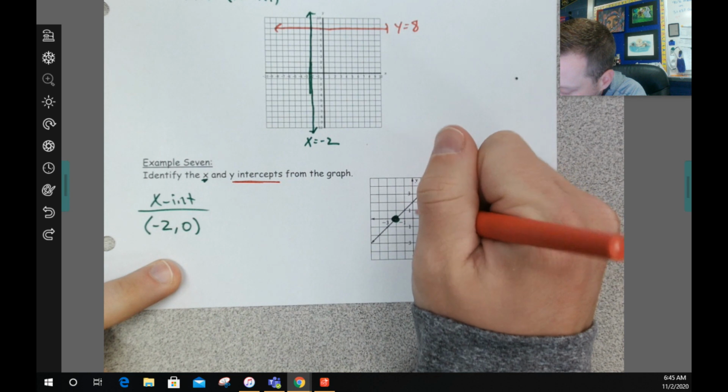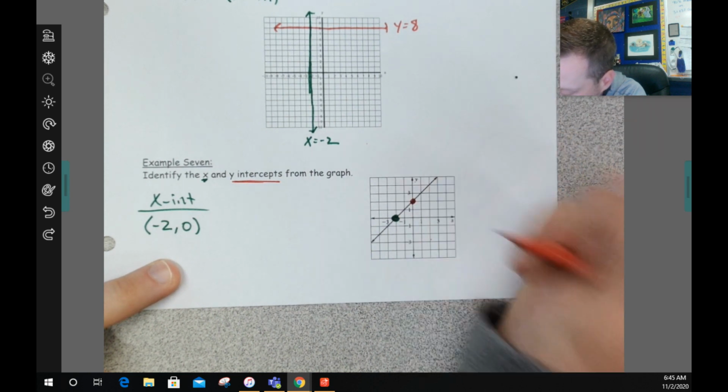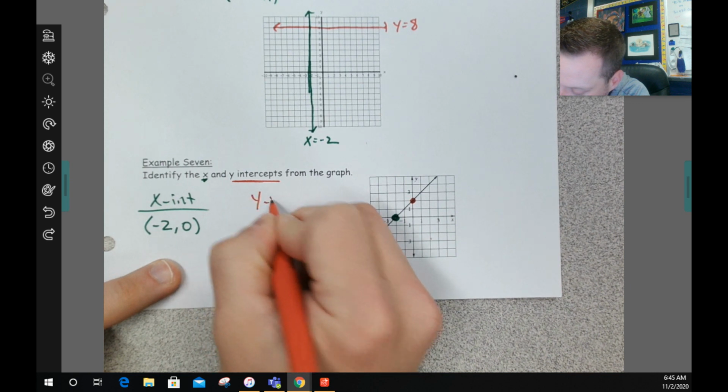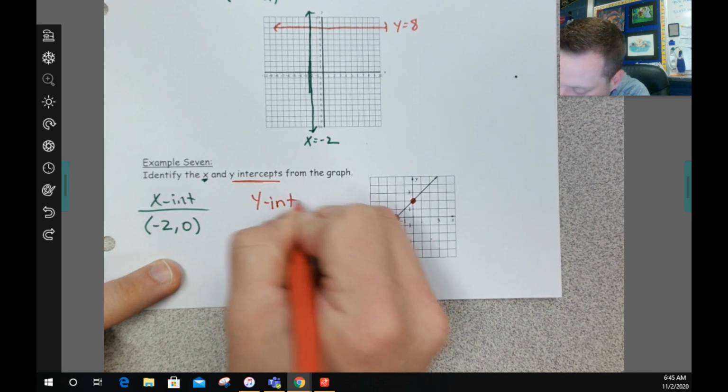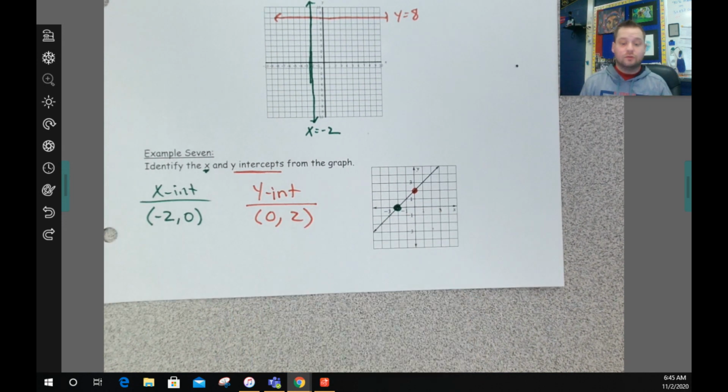For the y-intercept, I'm going to go ahead and do it in red. Our y-axis goes up and down. So now where do we cross it? We cross right there, which would give us a y-intercept of (0, 2).